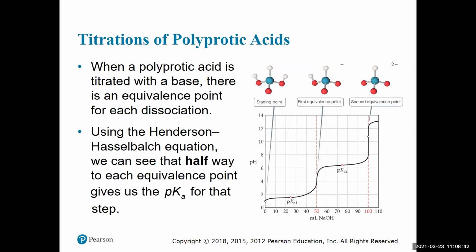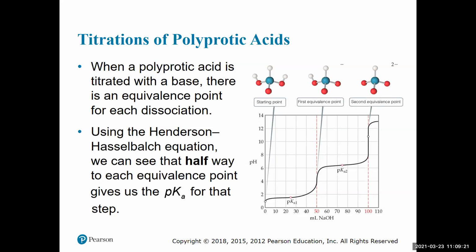Here we have our first equivalence point at about 50 mils. It looks like that pH is probably a little over 4. But you can actually get the pKa by going to the equivalence point, to where you started, picking half that volume and then extrapolating over. So in this first one, the pKa is probably about 1.8 if we do that exercise.